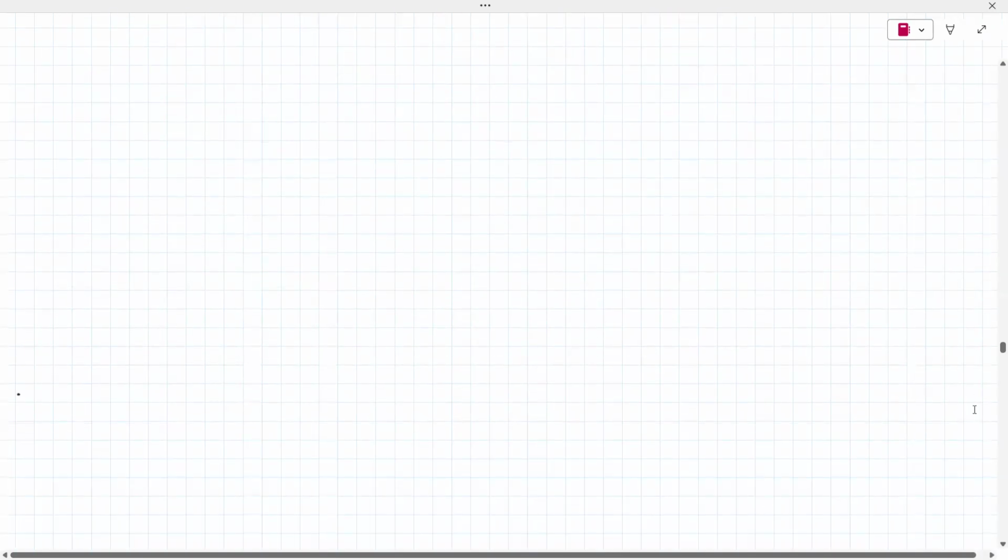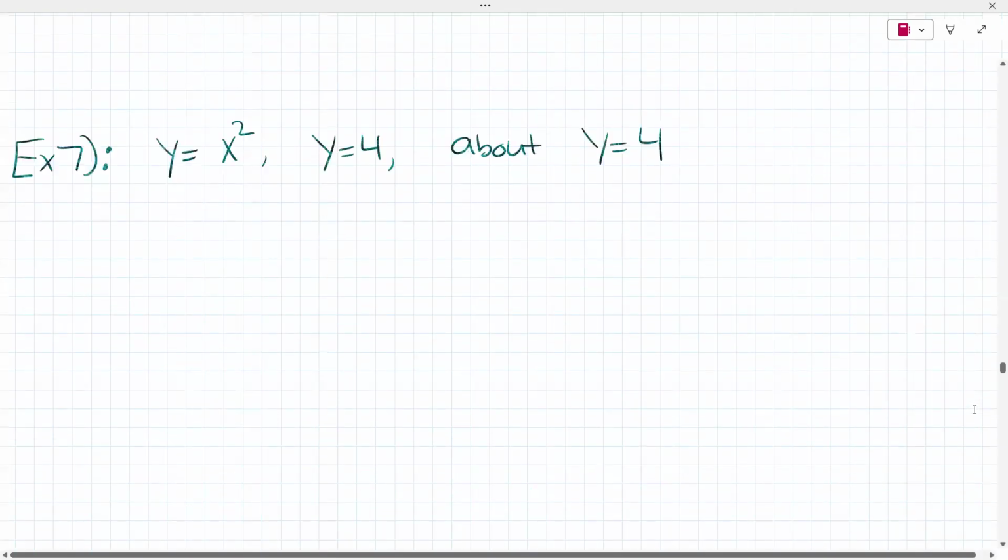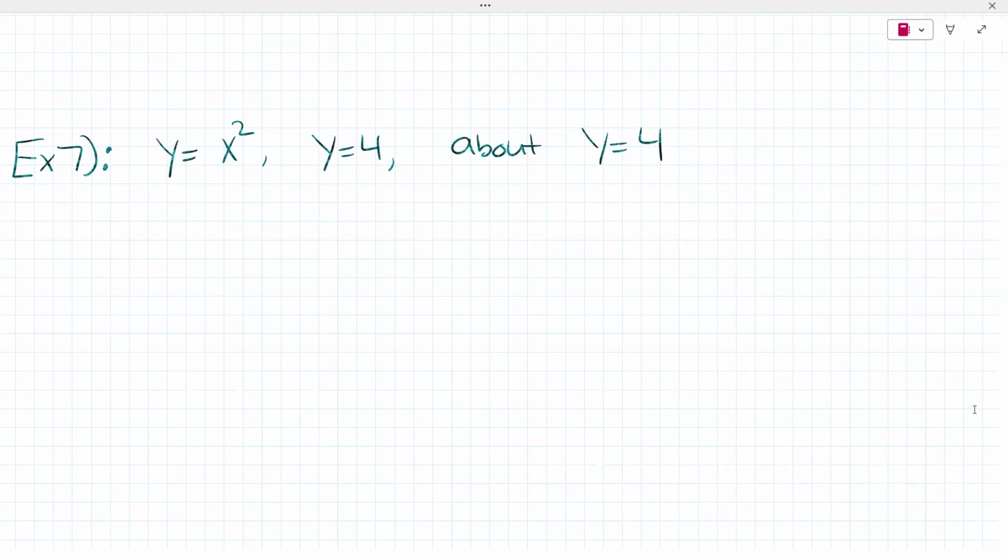So let's move on to example 7. Example 7, we have y equals x squared, y equals 4, and we have to revolve it around y equals 4. So let's just draw our image. This is easy. This is a parabola. This is also a horizontal line. So it should look something like this.